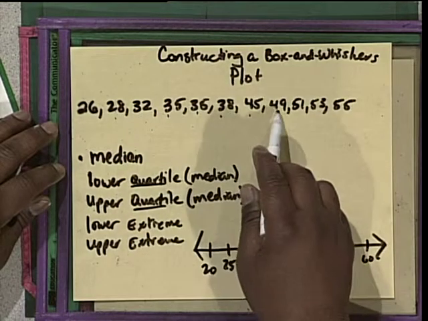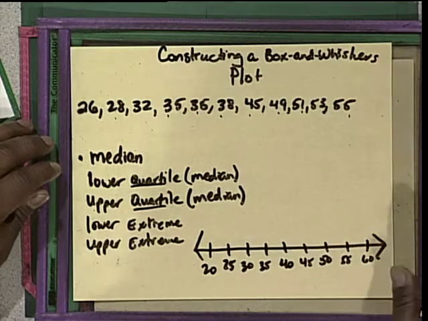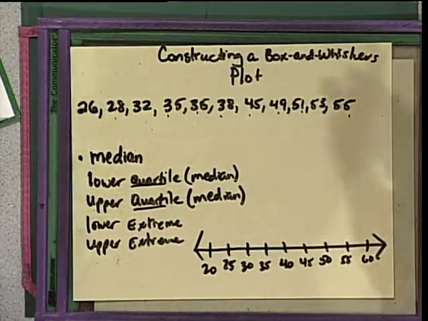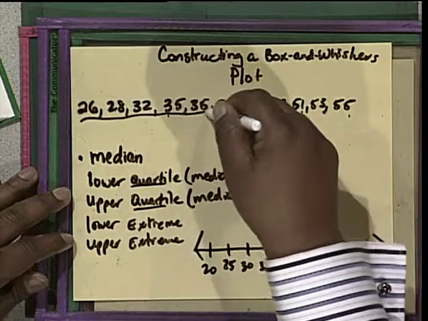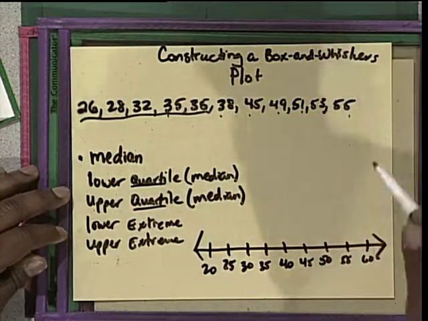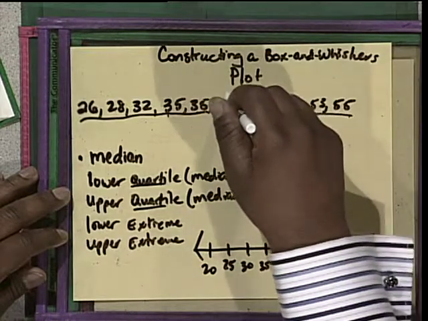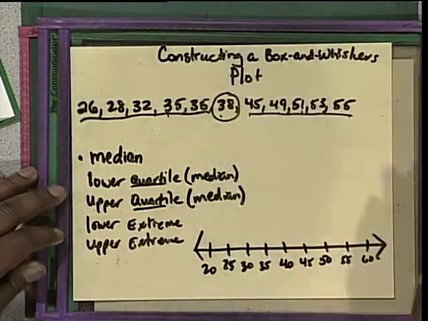I see 1, 2, 3, 4, 5, 6, 7, 8, 9, 10, 11. There's 11 numbers inside this set of data. So it's 11 numbers, so I know there's going to be one number in the middle to be my median. So I'm going to count the first 5, 1, 2, 3, 4, 5, and count back 5. 1, 2, 3, 4, 5. I notice there's one number that I did not underline, which was 38.